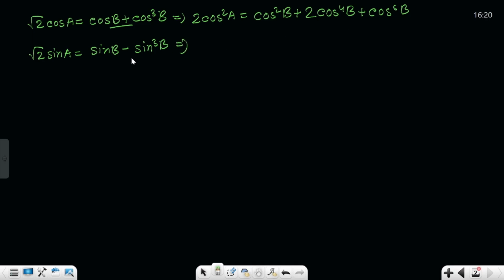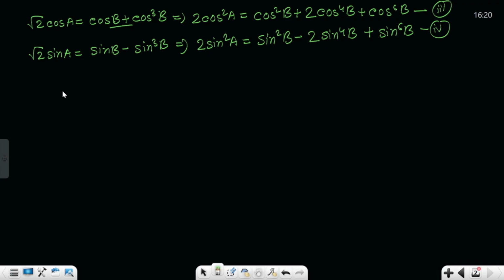Now here we will also square both sides. It will be 2 sine square a equal to sine square b minus 2 sine b into sine cube b. So that will be sine to the power 4 b, plus sine to the power 6 b. Let's give this equation number 3 and this is equation number 4.